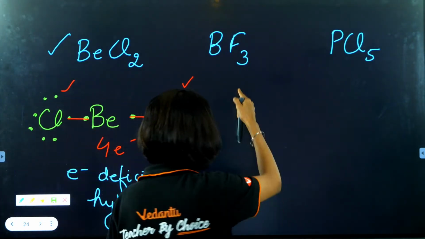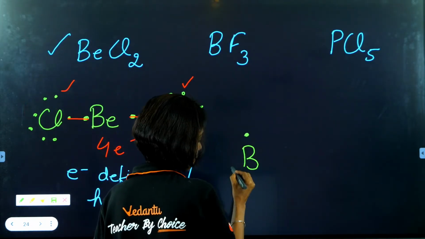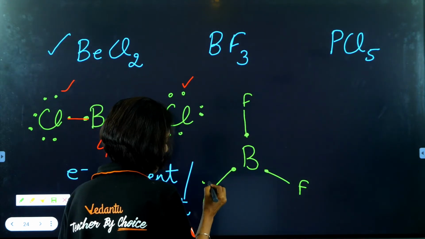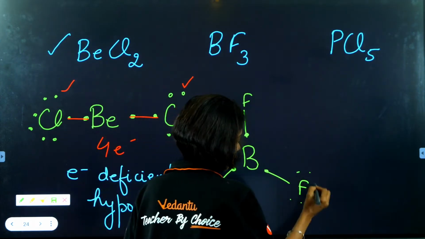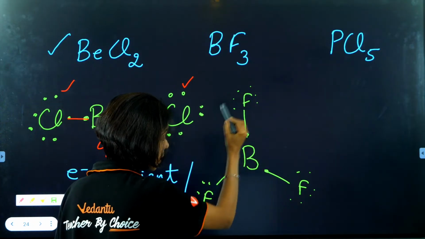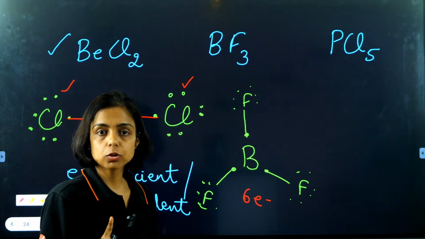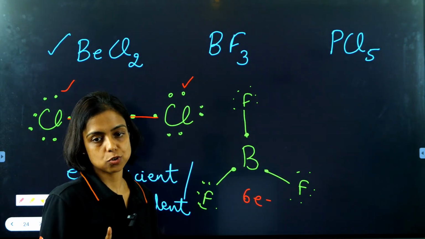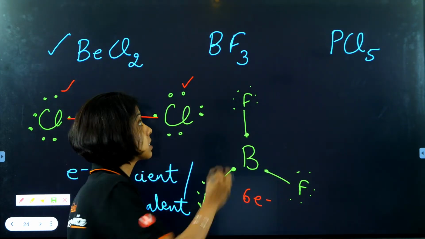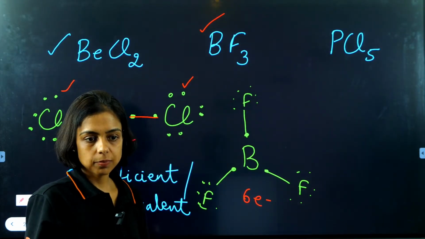Let us check BF3. Boron has 3 valence electrons and it is making 1 bond with each fluorine. So fluorine now has a complete octet, but not boron. After making bonds, boron has 6 electrons and it is not obeying the octet rule. Obeying the octet rule means having 8 valence electrons. Boron has 6 electrons even after making bonds, but still this molecule is stable and exists. Again, this is electron deficient.